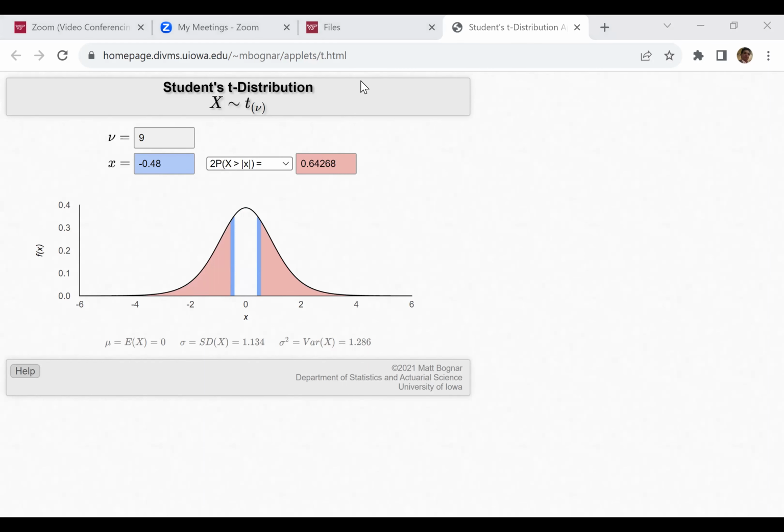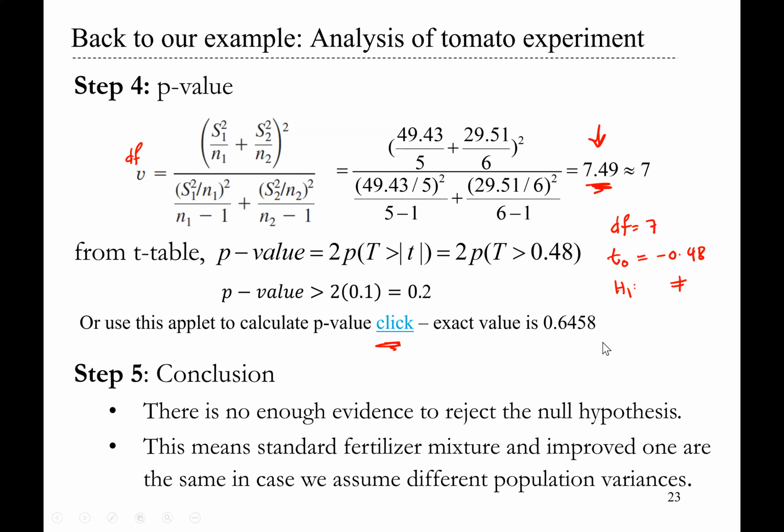So let's go back to our slides. The p-value is big. So now I compare the p-value to alpha. It is greater than 5%. So my decision is fail to reject H0. There is not enough evidence to reject the null hypothesis. It means the standard fertilizer mixture and the improved one are the same, in case we assume different population variances.